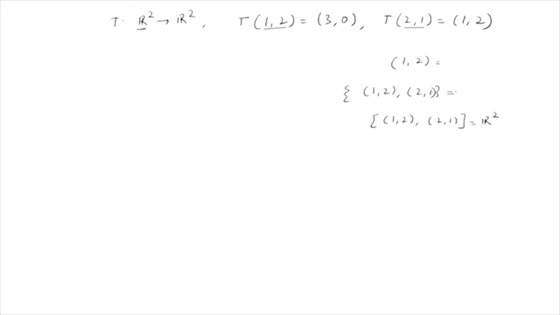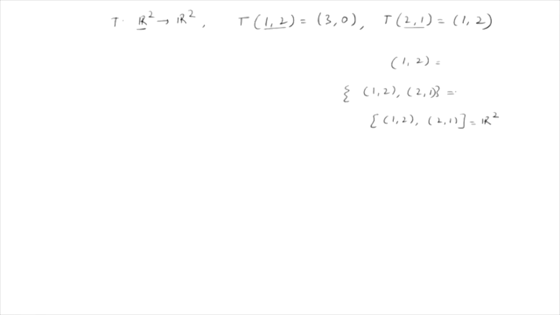What is the dimension of Rn? The dimension of Rn is n. And any set containing n linearly independent vectors will be a basis of Rn. There are infinite bases of Rn. There are infinite bases of R2. One of the bases is this: you take any two linearly independent vectors in R2, and their span will definitely generate R2.